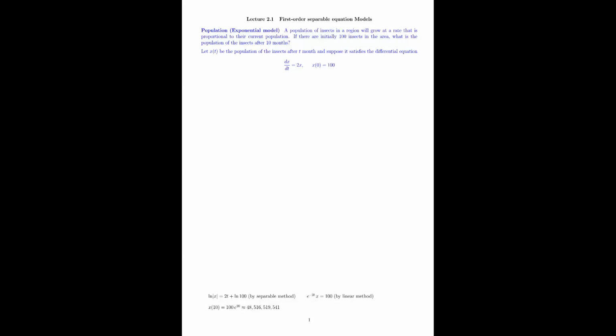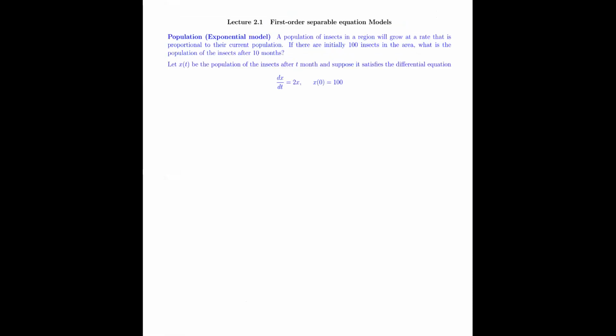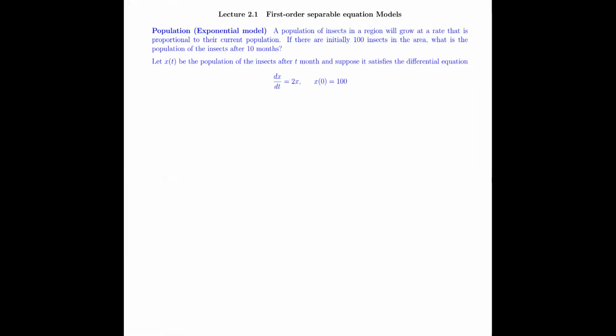In this video, we want to continue with our first order separable equations, but we're going to answer two application problems. So let's start with this first one. We have a population model here. A population of insects in a region will grow at a rate that is proportional to their current population. If there are initially 100 insects in the area, what is the population of the insects after 10 months?